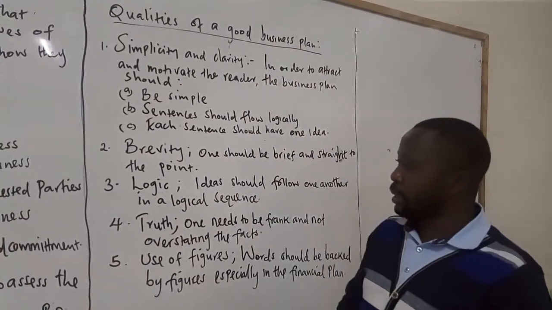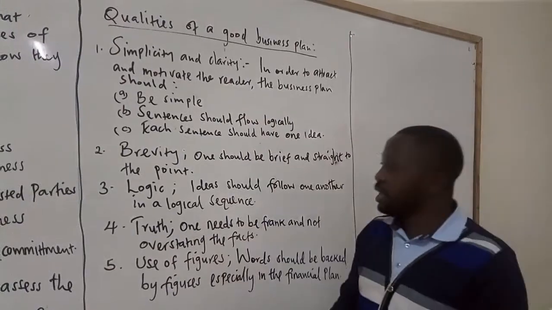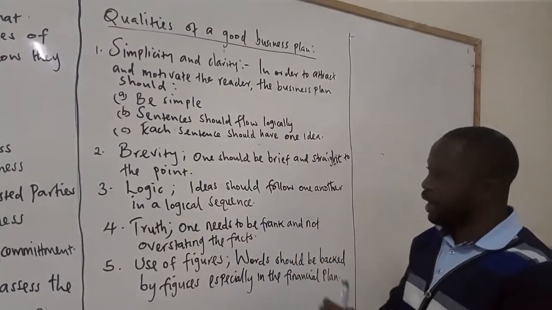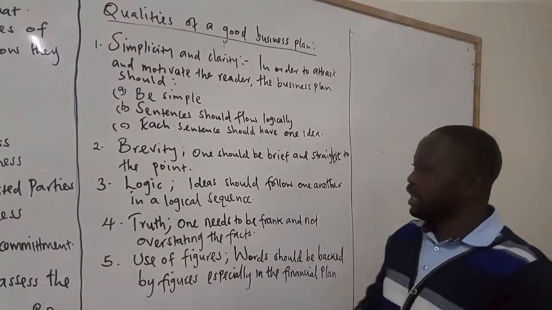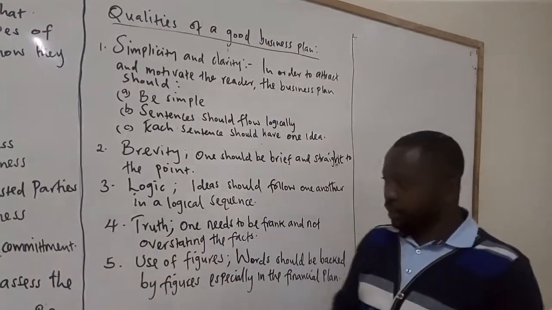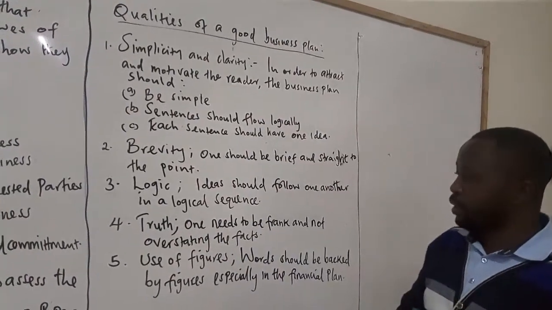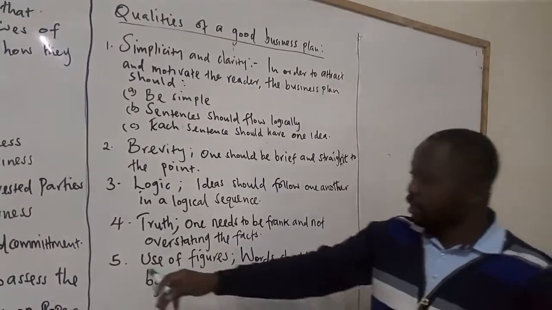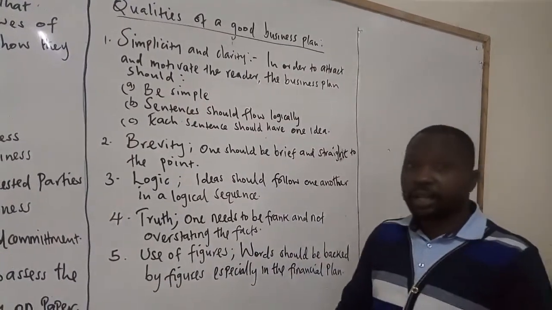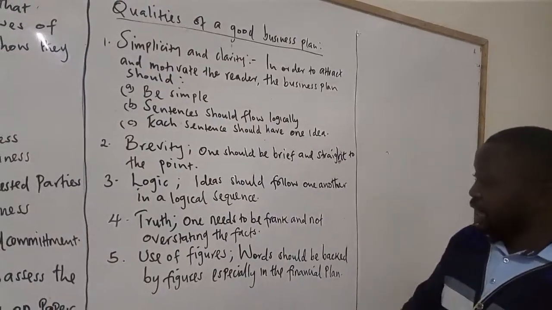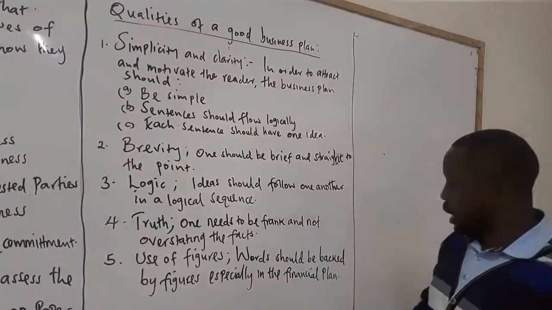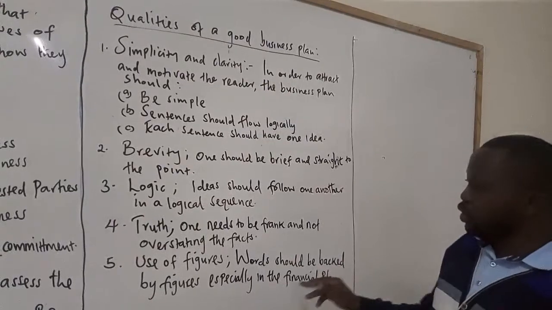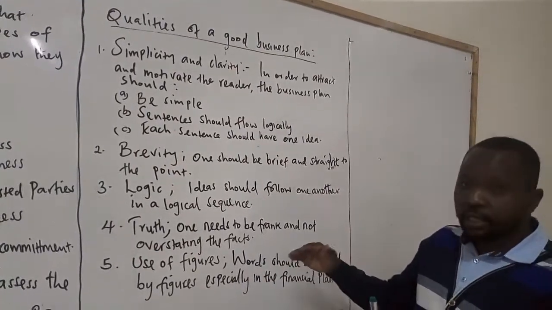Number 3 is logic. That means that the ideas should follow one another in a logical sequence. Truth is also there. One needs to be frank and not overstating the facts. Then use of figures. You are also encouraged to use more figures, and this means that you need to back those words with figures.